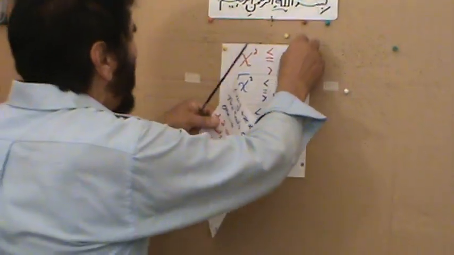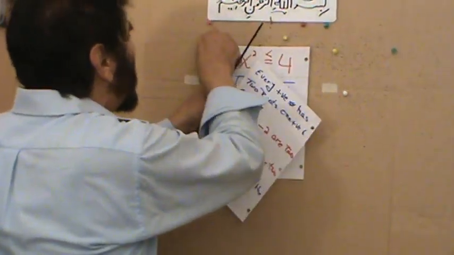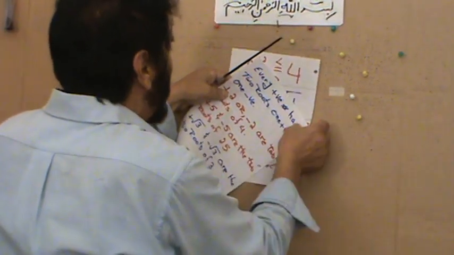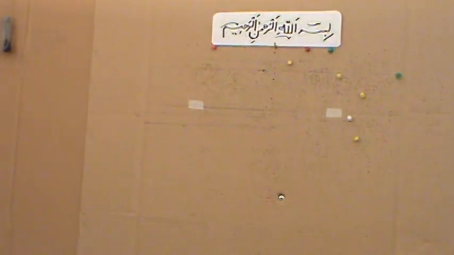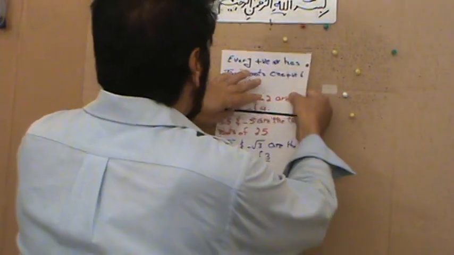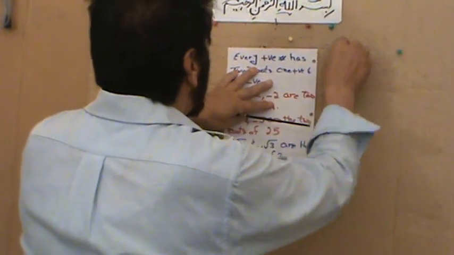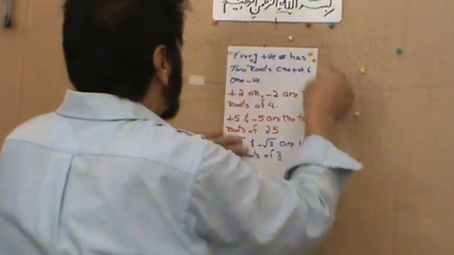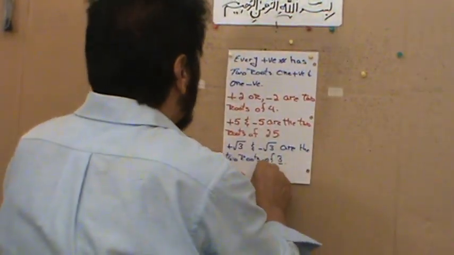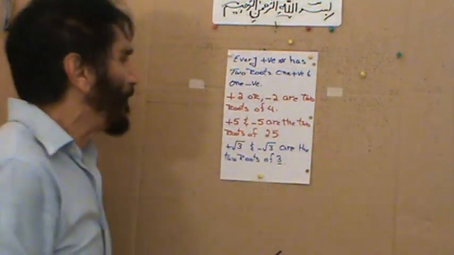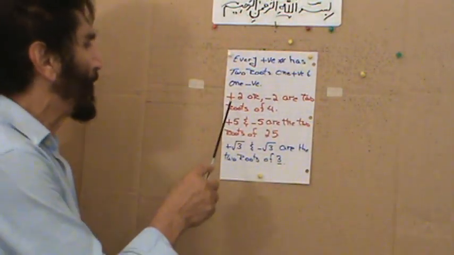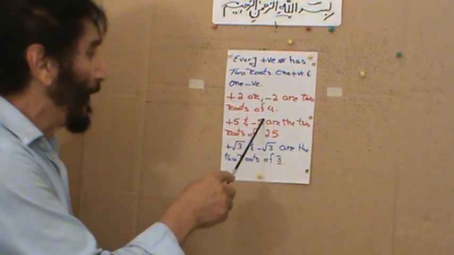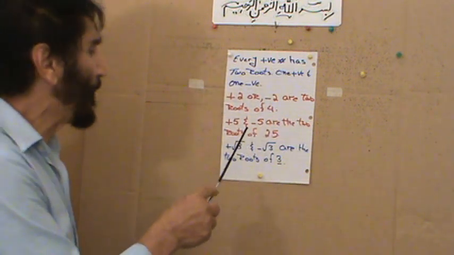Now I kind of repeat one more time because it's very important, also for some of you who may want to write notes, and that is that every positive number has two roots, as I already mentioned. One is positive and one is negative. So in the case of this, 2 and negative 2 are two roots of 4. They are called roots, the name of them.